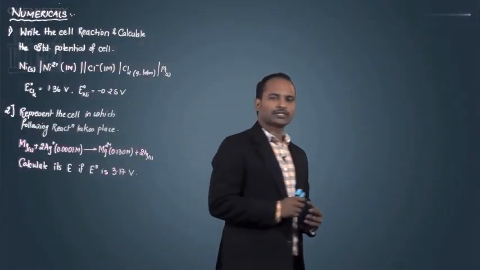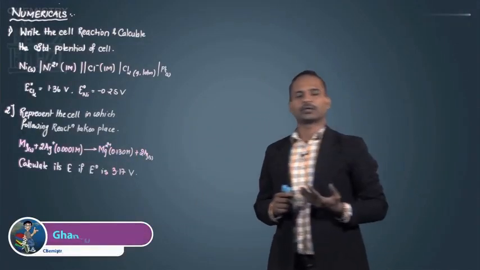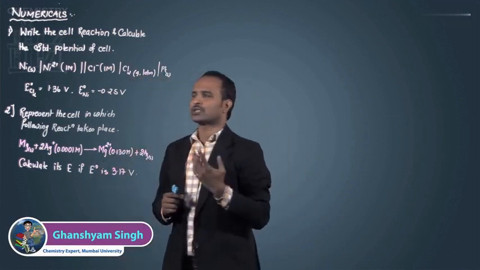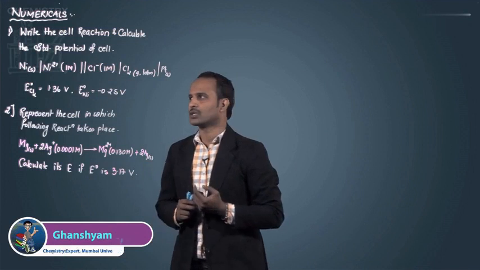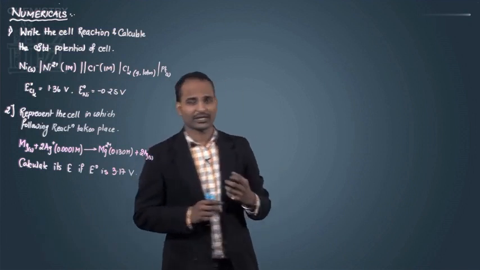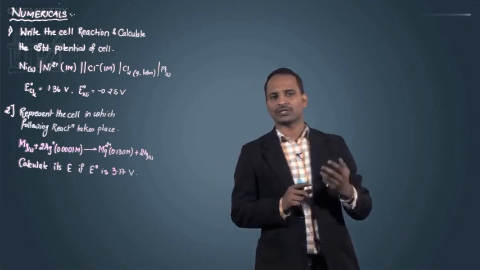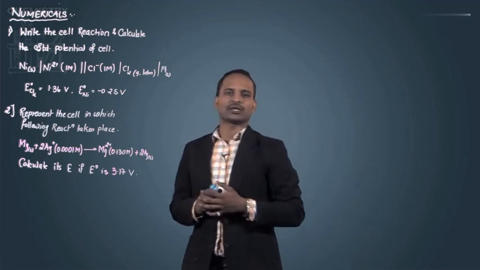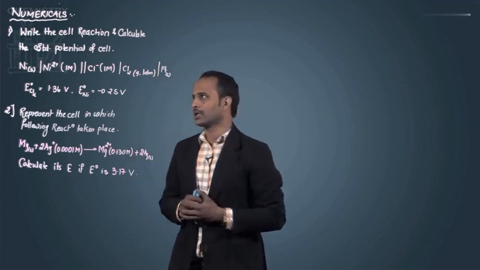Now let's solve the numericals based on the Nernst equation. Such types of numericals are asked based on the Nernst equation. The Nernst equation gives a relationship between E cell and E naught cell, where E cell is the cell potential and E naught is the standard cell potential if it is a cell. If it is an electrode, then it is called electrode potential and standard electrode potential.